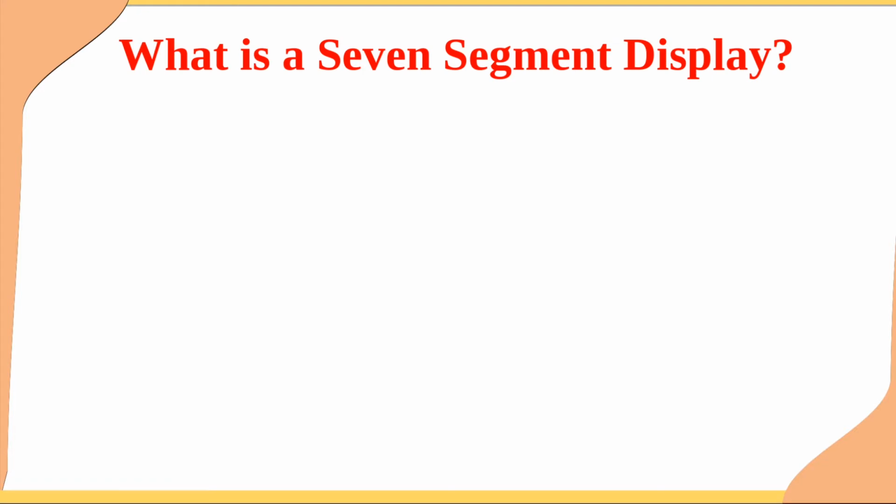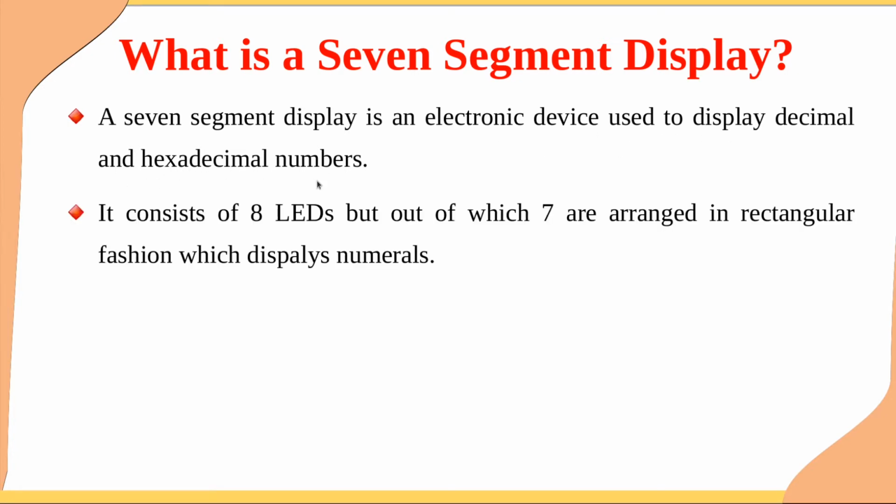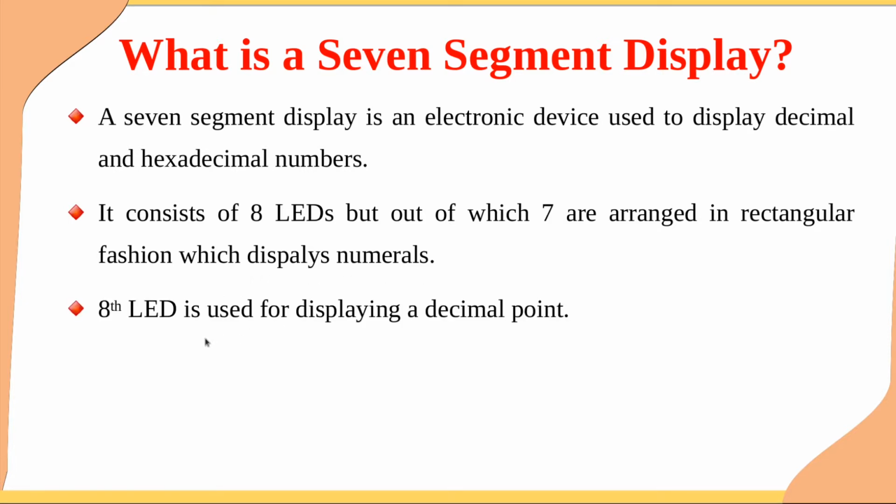Before we discuss and write a program, let us see a little bit of the basics of a 7 segment display. What is a 7 segment display? A 7 segment display is an electronic device used to display decimal and hexadecimal numbers. It consists of 8 LEDs, out of which 7 are arranged in a rectangular fashion which displays numerals, and the 8th LED is used for displaying a decimal point.